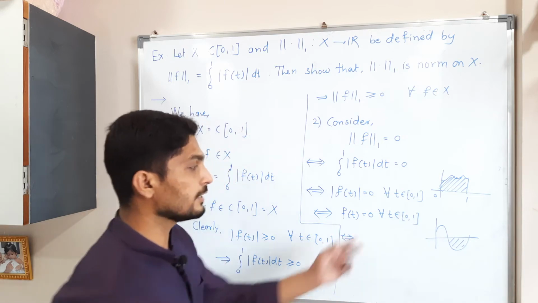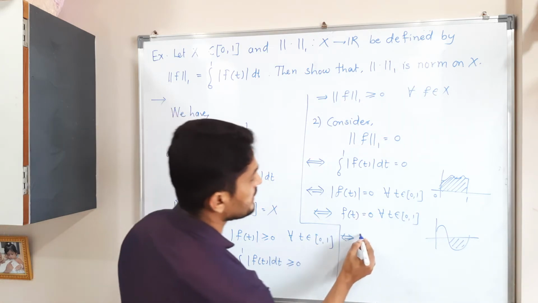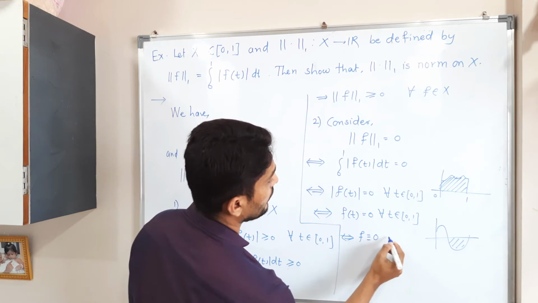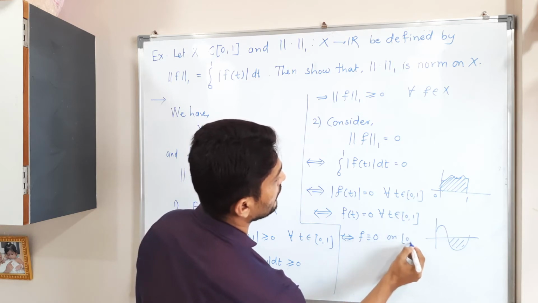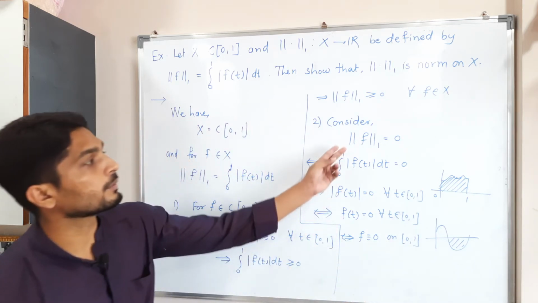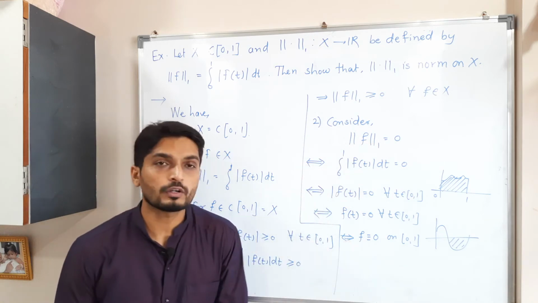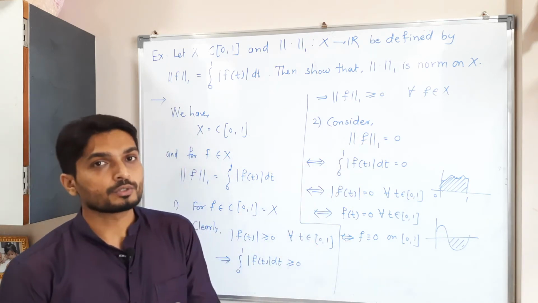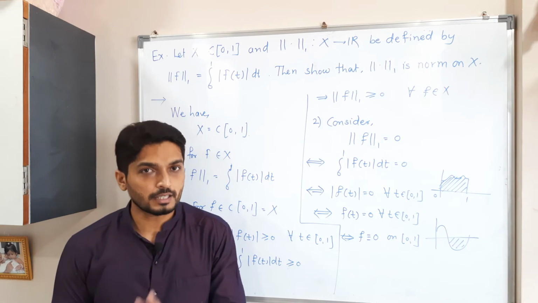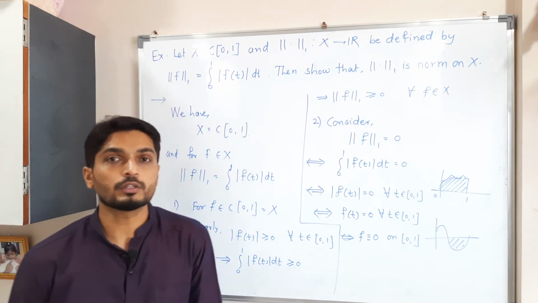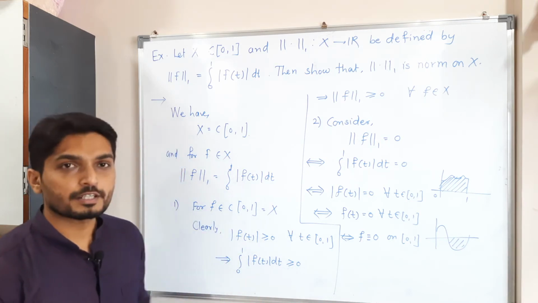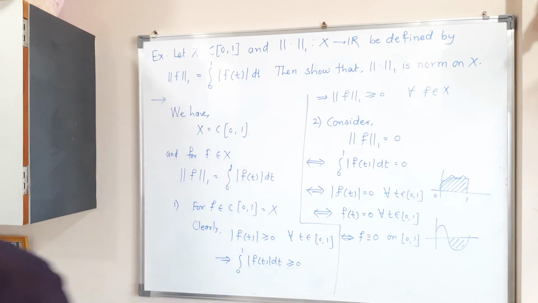So the function is 0 on this interval, so simply we can say this is the zero function on the closed interval [0, 1]. That means we started with norm of f is 0 and finally we got f is also equal to 0. So in this way we proved our second property also. After that we are going to prove the third property. Make a screenshot of it and after that we will go further.